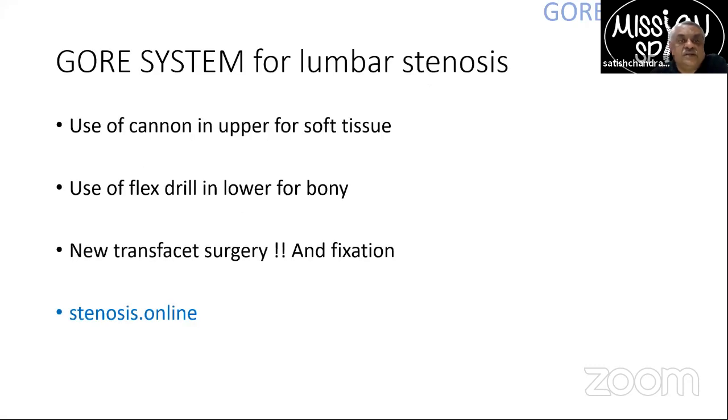Then the last summary: in the upper part of the foramen for the soft tissue, I mentioned the other day that we use a cannon. This is an RF cannon which can fire at the soft tissue like a cannon. It puts out fire on that structure and can easily take it out. We use a flexible drill in the lower part of the foramen for the bony stenosis. And we will be introducing soon something which could be a transfacet surgery.